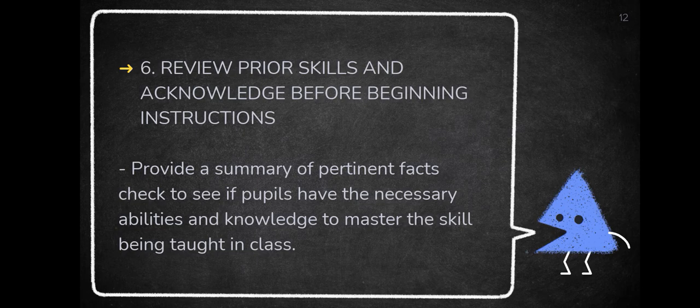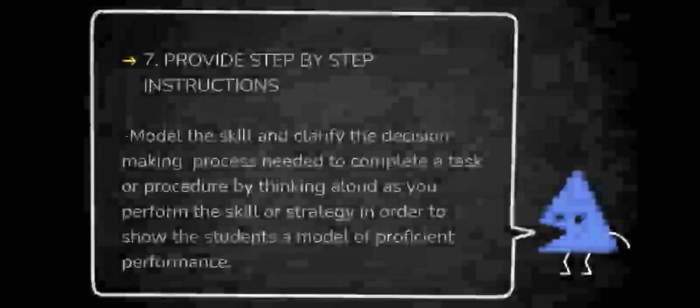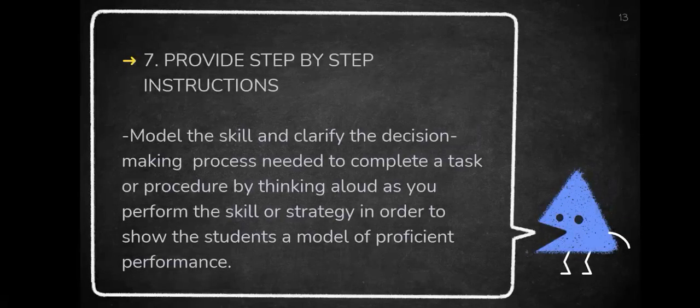So next is provide step by step instructions. So model the skill, and clarify the decision making process needed to complete a task or procedure by thinking aloud as you perform the skill or strategy in order to show the students a model of proficient performance.